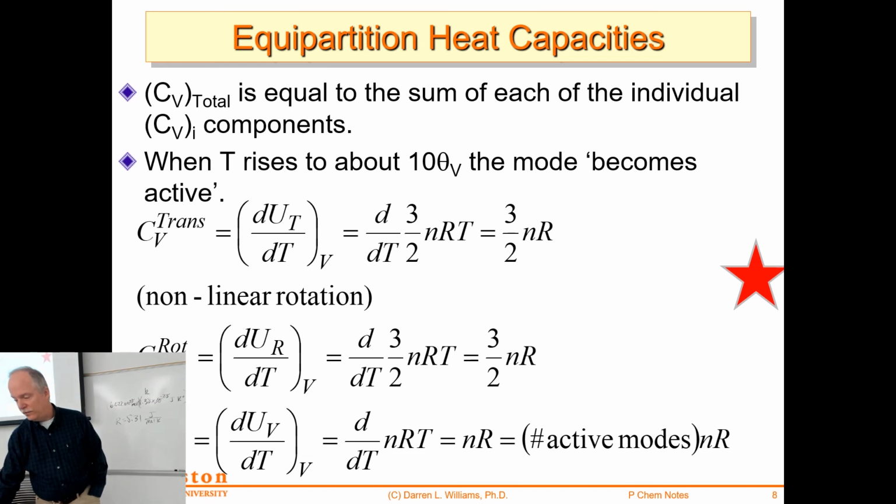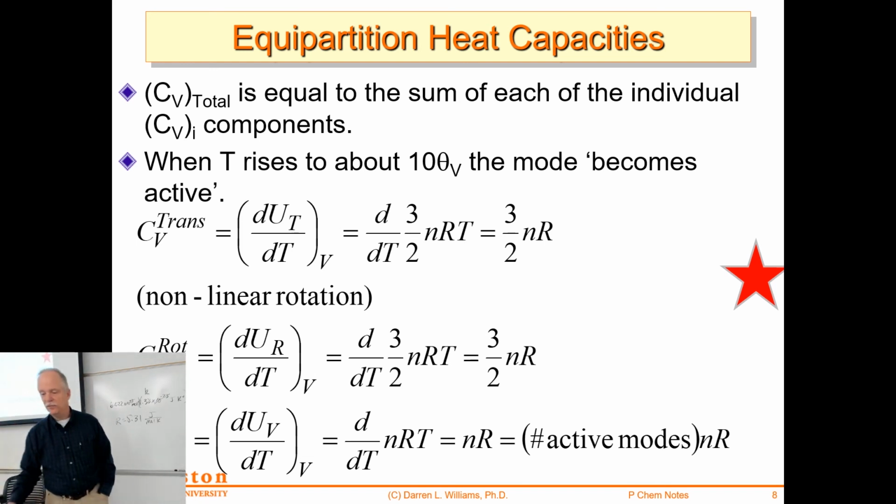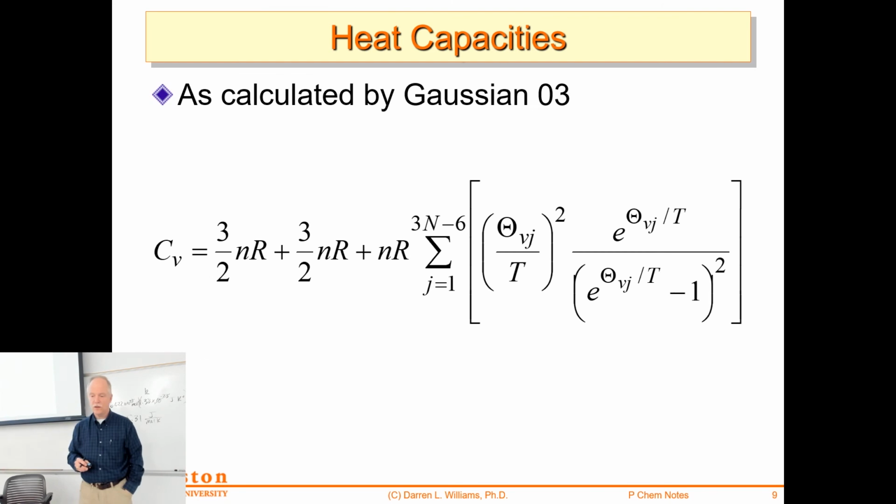Next time we'll practice calculating the heat capacities for various molecules, and there are some problems like that in the homeworks. Here Gaussian calculates these as well. You have this in the Gaussian calculation output: 3/2 NR for translation, 3/2 NR for rotation, and then it adds up all of those vibrational components, and most of them add up to 0 because we don't have active vibrations.